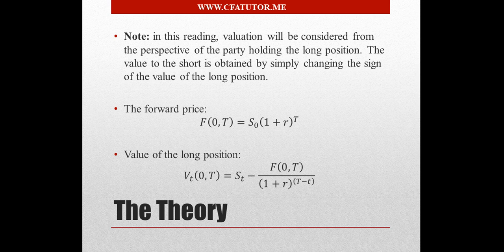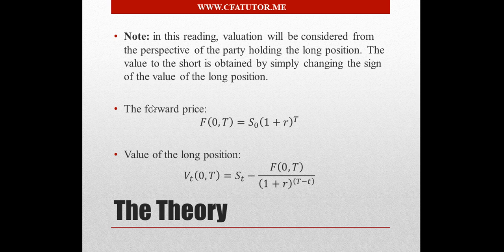So the reading on the CFA curriculum will show you that valuation for any type of forward contract that appears in the CFA book is done from the long party, and so basically all the formulas that will be written either in this file or other files related to forward pricing are from the party holding the long position. However, if you would like to find the value for the party holding the short position, all you will have to do is simply to switch the sign. So the positive sign will become a negative and vice versa.